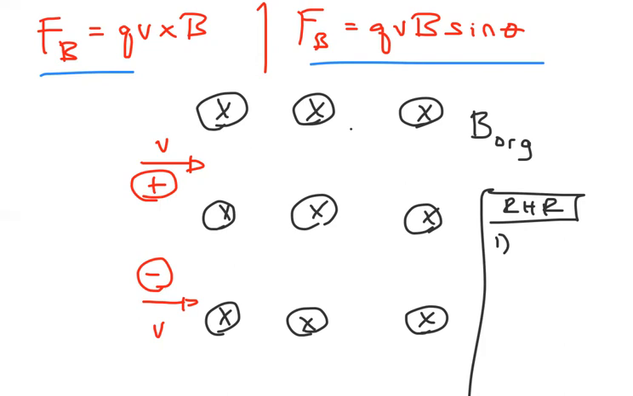So the right-hand rule, right? First, we want to put our hand in the direction of V. Oh, you know what's better? I usually label it up here, and I should just do that. Well, I'll put it in both places. So this is hand direction. Okay.